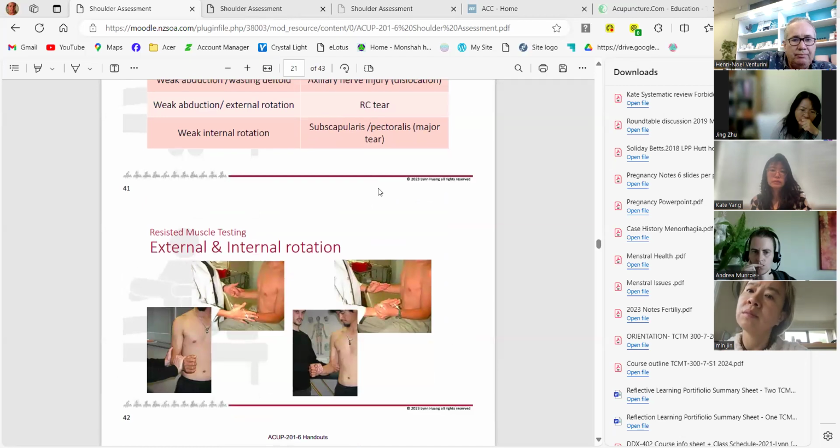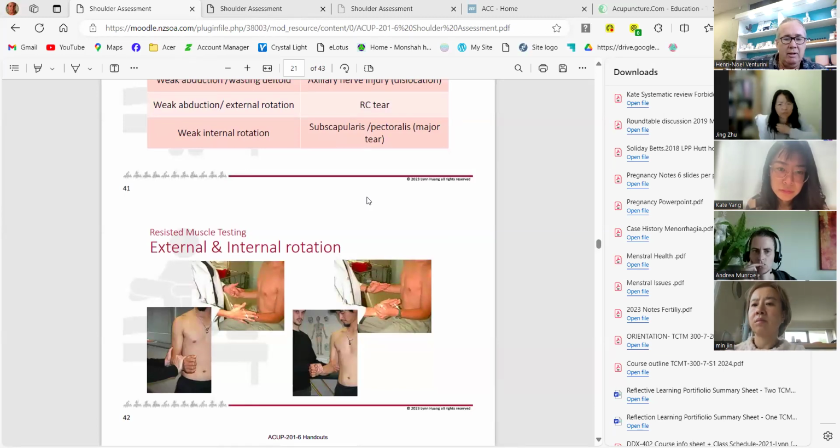Next is resisted external and internal rotation. You can see where the client sits and where the therapist sits. For example, we're looking at external rotation. The therapist will be supporting the elbow and placing resistance on the wrist area, and you're going to ask the client to externally rotate.